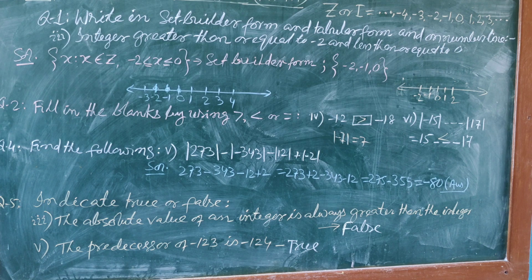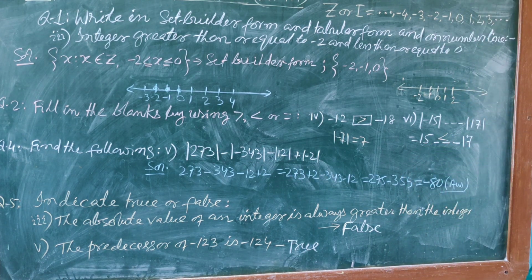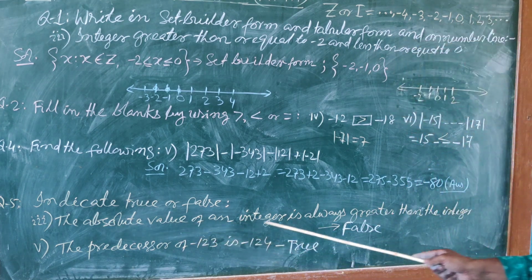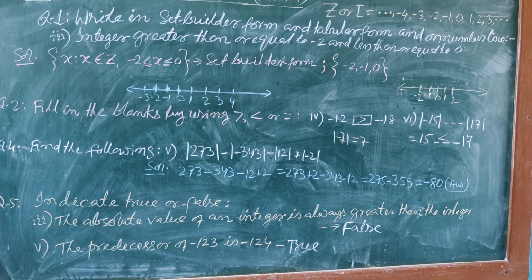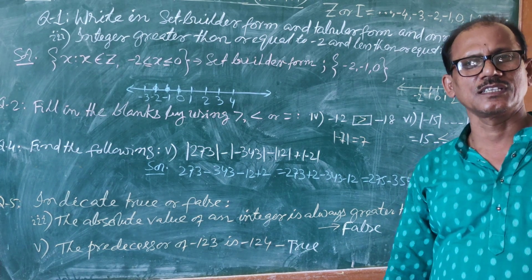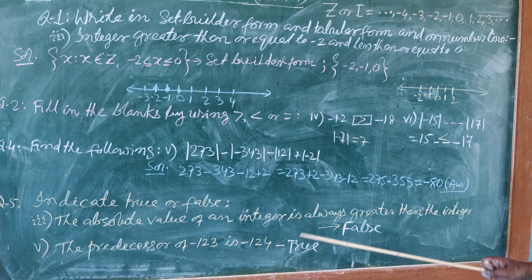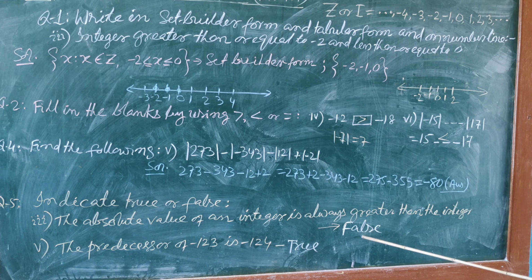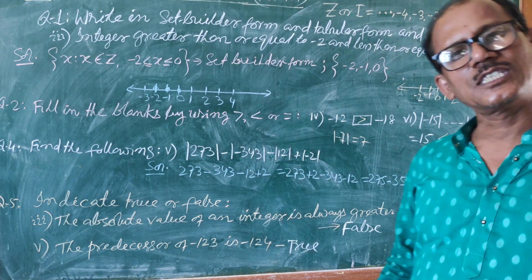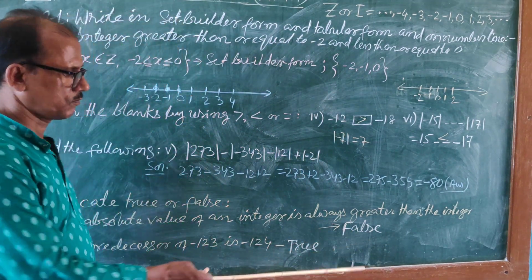To understand. Now moving on to question number 5, indicate true or false. Question number 3 I have not taken, which is very simple for you guys. The statement says the absolute value of an integer is always greater than the integer. Always greater? The absolute value of a negative integer is greater than the integer, but the absolute value of an integer is not always greater, so therefore it is false. Could you understand? The absolute value of a positive integer is only the same value as the integer, so it is not always greater. That's why the statement is false.